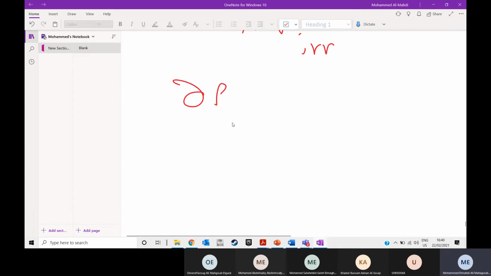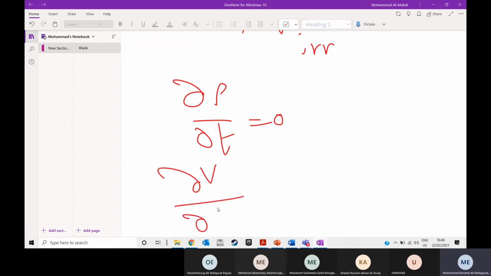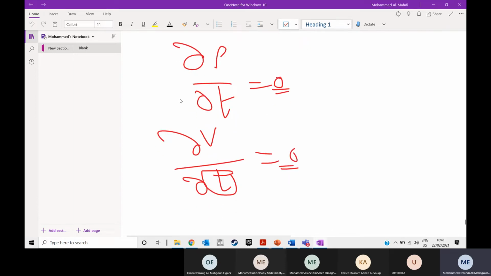It means partial rho by partial t should be equal to 0, and partial v by partial t should be equal to 0. The derivative of all the velocity components with time is 0, and the derivative of the density with time is equal to 0. So the flow is steady. Maybe the unsteadiness comes from the energy equation, from temperatures and these things, but in fluid mechanics you don't deal with the energy equation for now. If you don't see any time in the velocity field, the flow is steady.